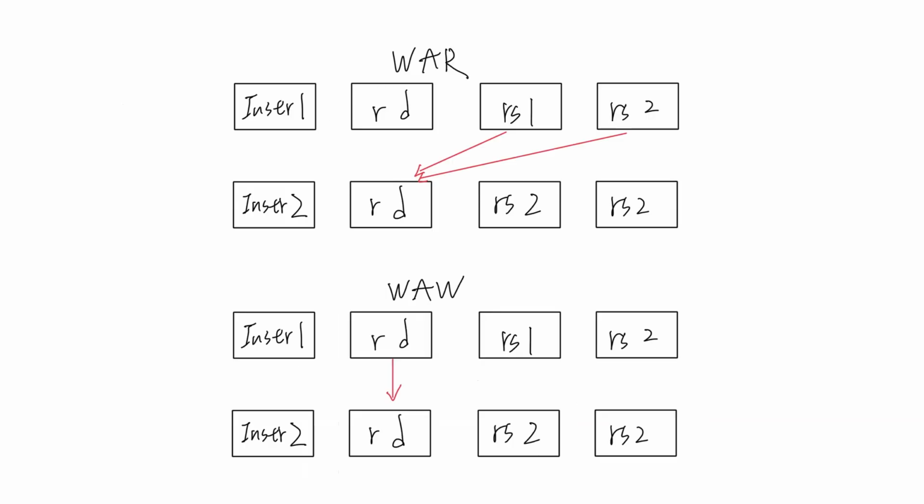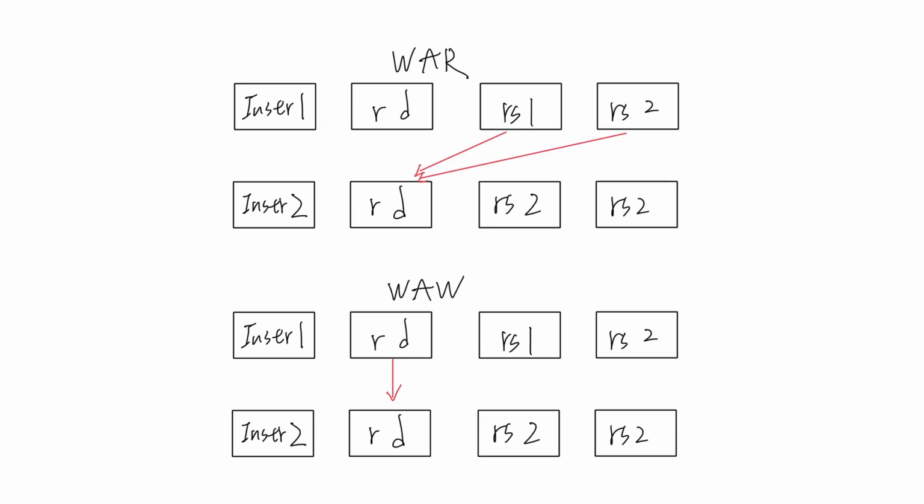The WAR arises when the next instruction writes to a destination before the previous instruction reads it. In this case, the previous instruction gets a new value incorrectly. And the third one is WAW.